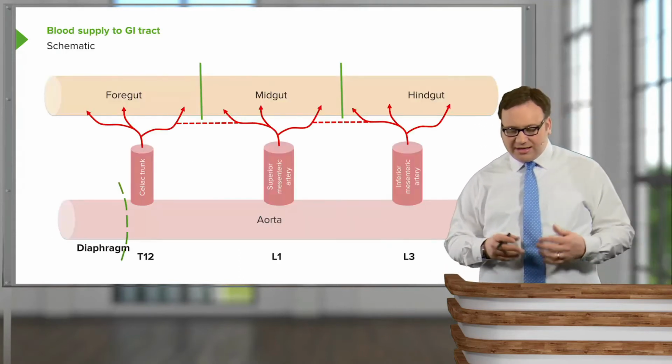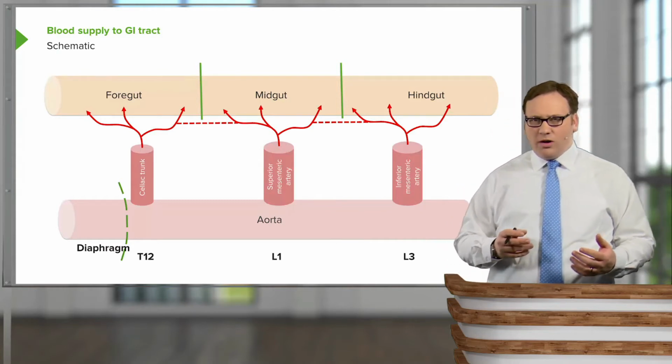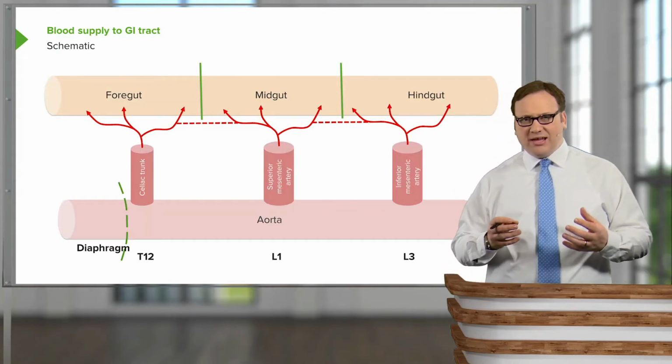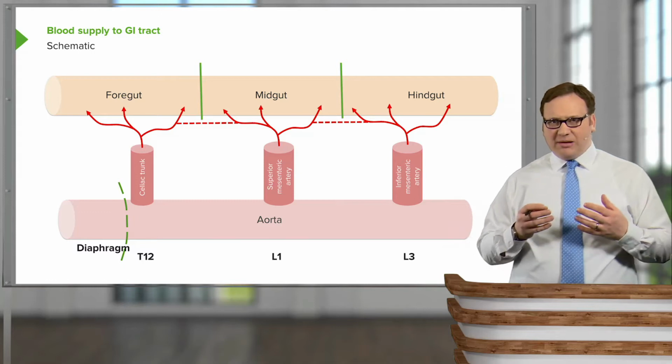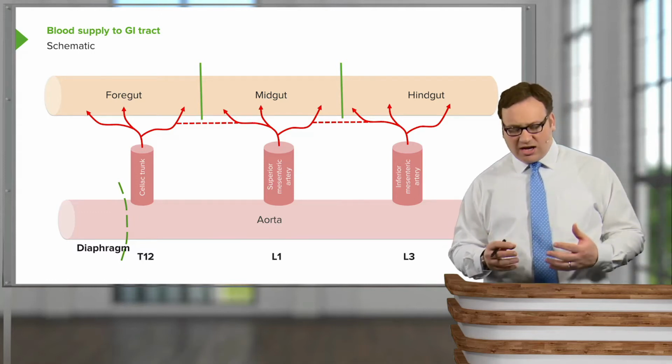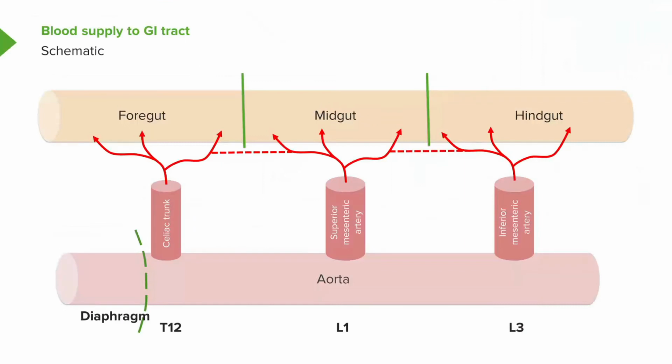So if we just look at this schematic first of all, what I want to do is try and explain the aorta running parallel to the gastrointestinal tract. So this is the gastrointestinal tract all the way along here. This is the anterior aspect and this is the posterior aspect. So this view really is as if you were laying on your back and someone's looking at you from the side. What we can see is the diaphragm, indicated here in green.